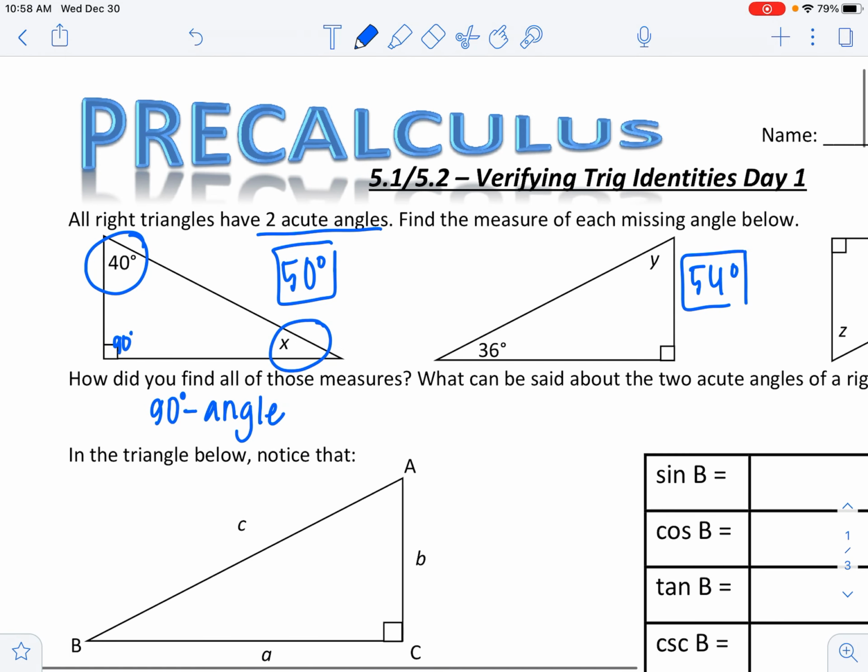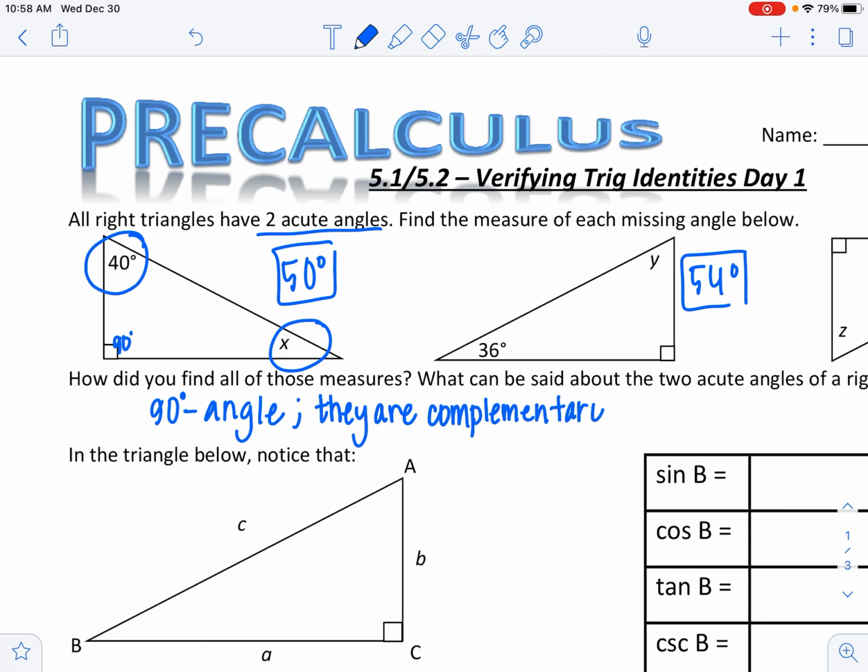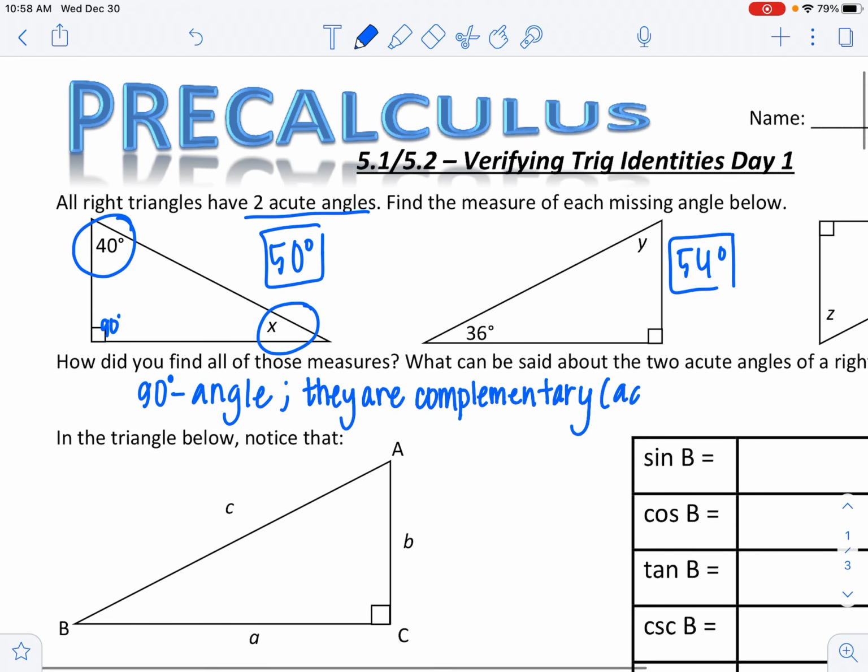Next it says, what can be said about the two acute angles? Those two acute angles always add to 90. So there's a word that means adds to 90 if you remember from integrated. That word is complementary. So we're going to say they are complementary. It's good to review that word for many reasons. First off, if you saw it in the SAT or ACT. Also, because of what we're going to talk about next. So once again, that means adds to 90.